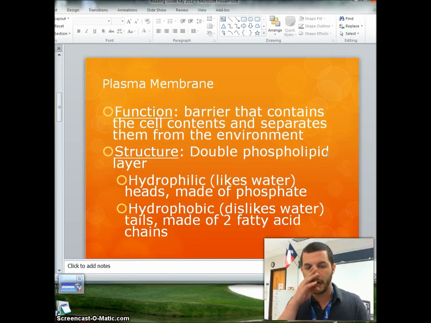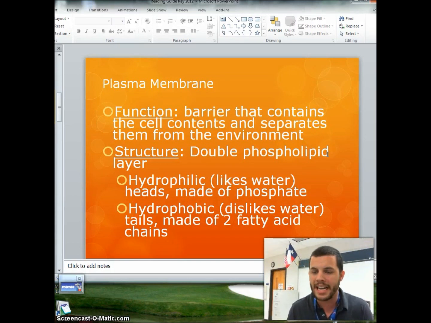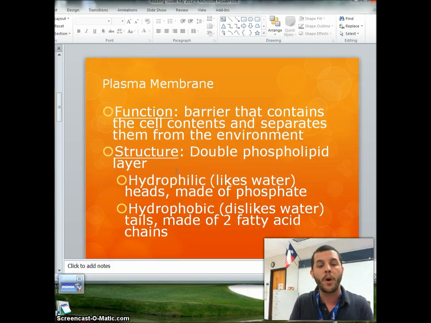Plasma membrane, what is it? Its function is it's a barrier. It's a skin to the cell. It is made up of a phospholipid bilayer. OMG, I remember hearing about that in biology class. A phospholipid bilayer. One side of it has hydrophilic heads. That means that it loves to be next to water.